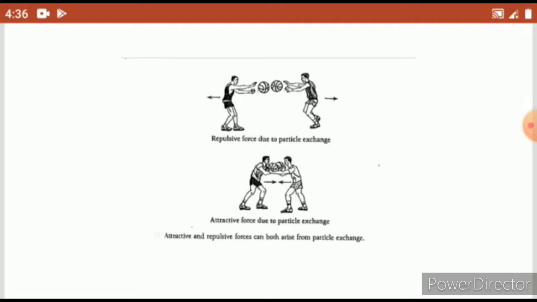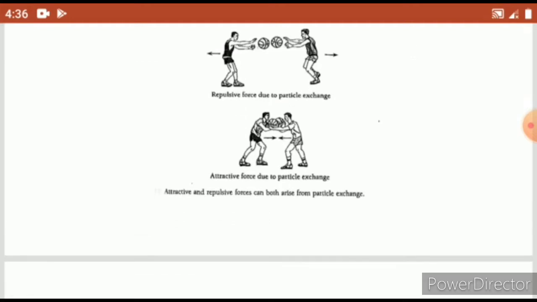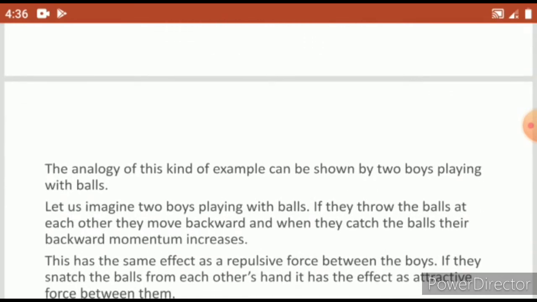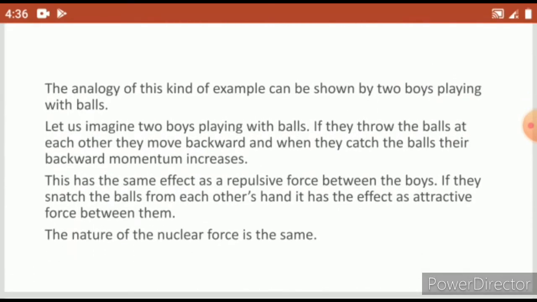This method of exchanging balls has the same effect as a repulsive force acting between the boys. And if the boys snatch the balls from each other's hands, the result will be equivalent to an attractive force acting between them. The nature of the nuclear force is the same.